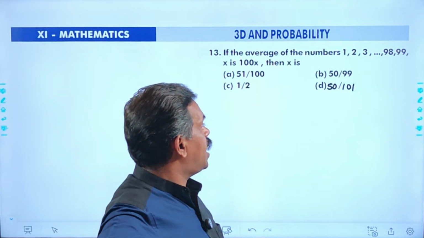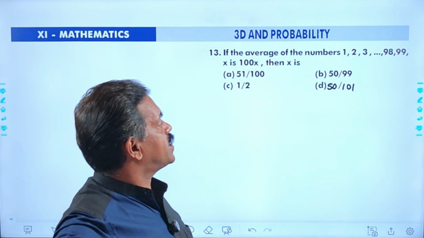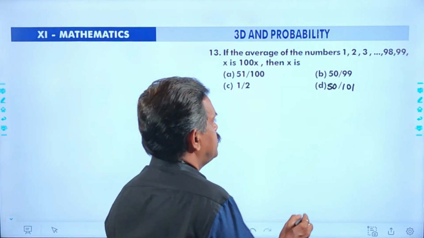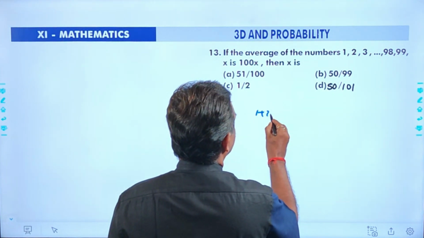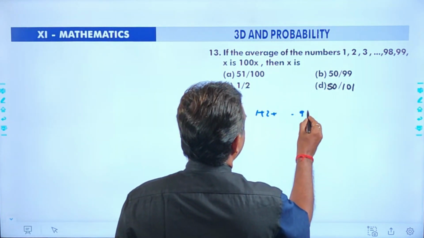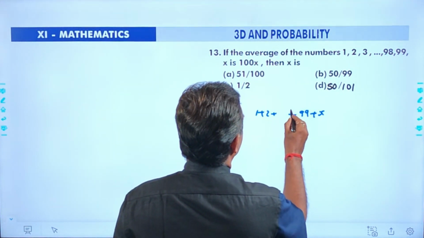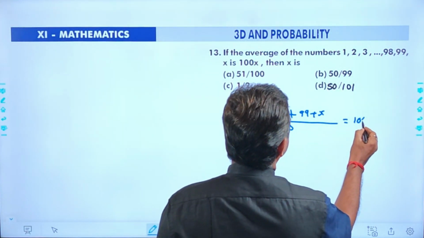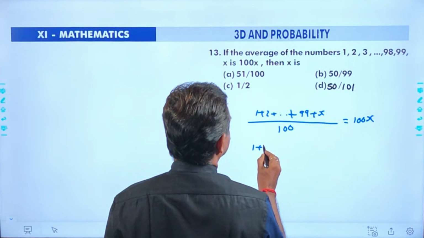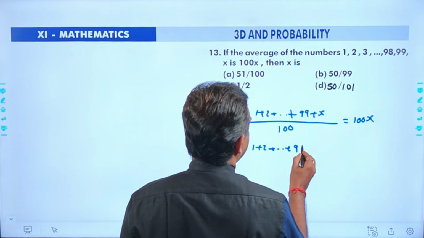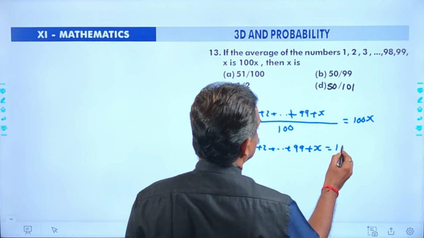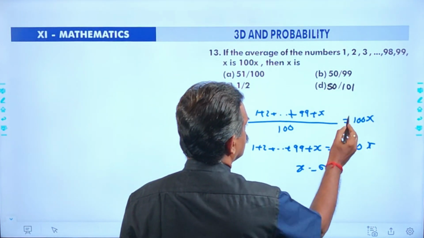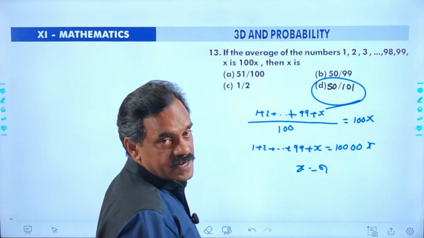Okay. The average of the numbers 1, 2, 3, etc. 99, and x is going to be 100x. What is x? You know, average means 1 plus 2 plus etc. 99 plus x whole divided by 100 items is given to be equal to 100x. So it will be 1 plus 2 plus etc. 99 plus x equal to 10000x. From this evaluate x, you get the answer to be equal to 50 by 101.